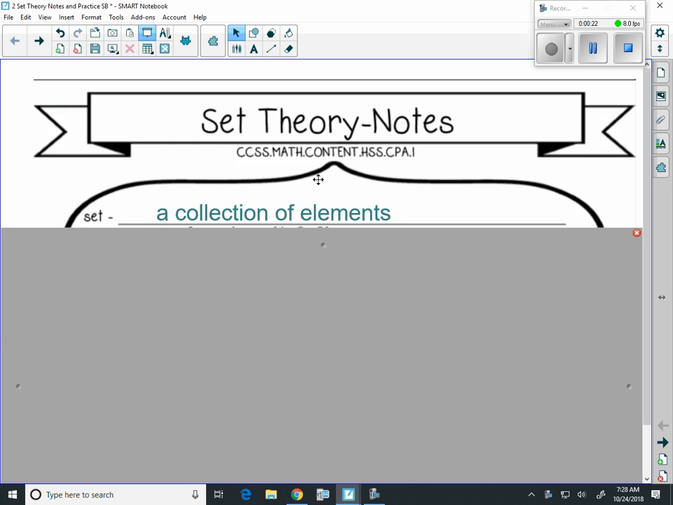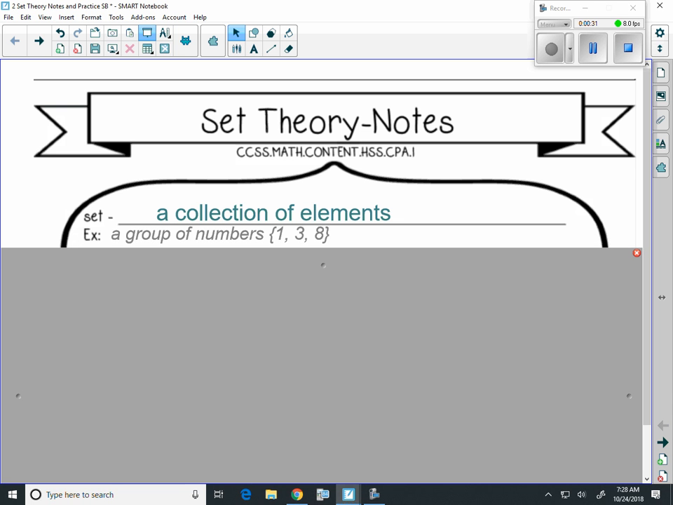So when we talk about a matrix, okay, we kind of said element sometimes, okay? Kind of same thing. It's just a number, okay? But it's a collection of elements. So for an example of a set, okay, we have a group of numbers. It's in those curly brackets. Okay, just do your best to write the curly brackets.